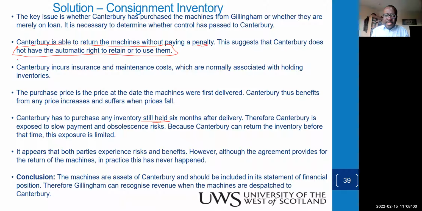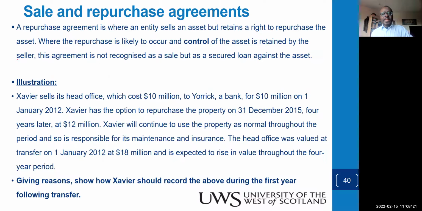So it should be included in Canterbury's statement of financial position, and Gillingham can actually recognize machines once these are dispatched to Canterbury, because it has never happened that this guy will return it. Why do I need to wait till after 6 months before I recognize my revenue? He will keep them or he will buy them. He will suffer the ultimate risk and rewards. Okay, that is it.